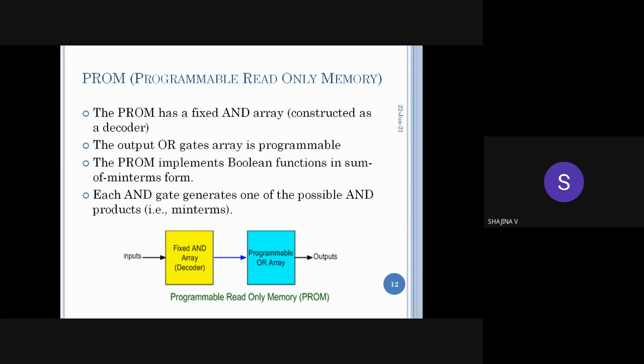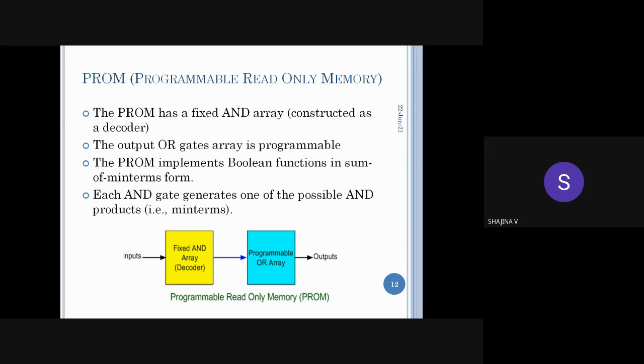That is, if you have 3 inputs, you will be having 8 possible minterms combinations, right? So these all are available at the output of this AND array. Okay. So fixed AND array means it will designed as a decoder. It is already എന്തായിരിക്കും fabricated ആണ്, നമുക്കൊന്നും പ്രോഗ്രാം ചെയ്യാൻ പറ്റൂല. Okay. So AND array is fixed in ROM.